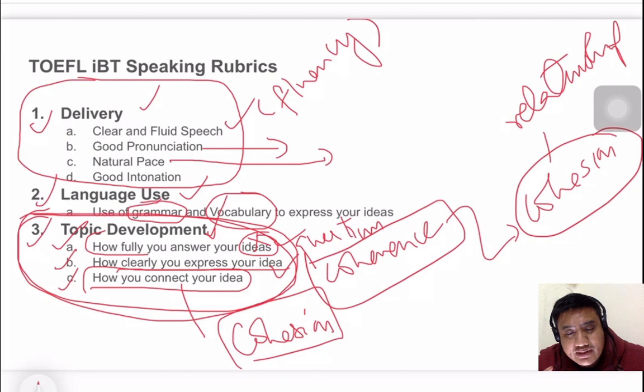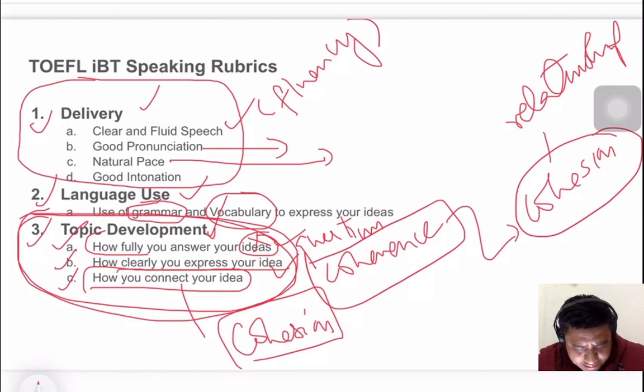But in real life, if you speak very fast, I would recommend you to slow it down when you are speaking for the TOEFL iBT speaking test. Because if your natural pace is faster, then it will hamper the clarity and also the connection of your ideas, because people will find it very difficult to understand.